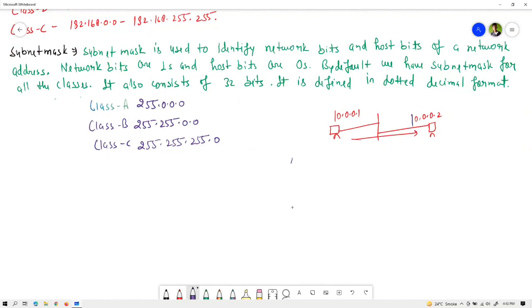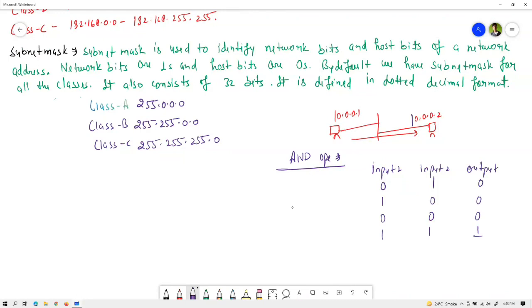The AND operation works something like this. Here we have input 1, input 2, then we get the output, right? If input 1 bit is 0 and input 2 bit is 1, then the output will be 0. If it is 1 and 0, then also it will be 0. If it is 0 and 0, it will be 0. If it is 1 and 1, it will be 1. This will be the output.